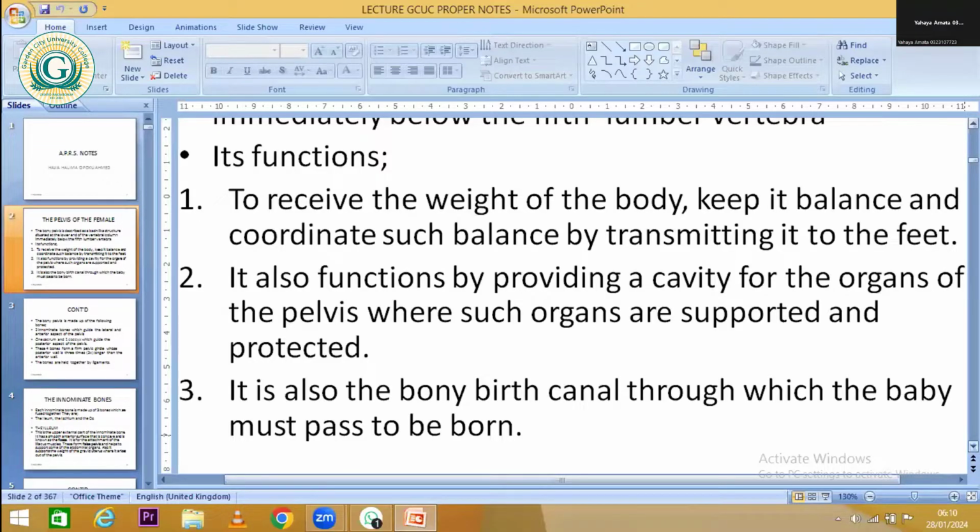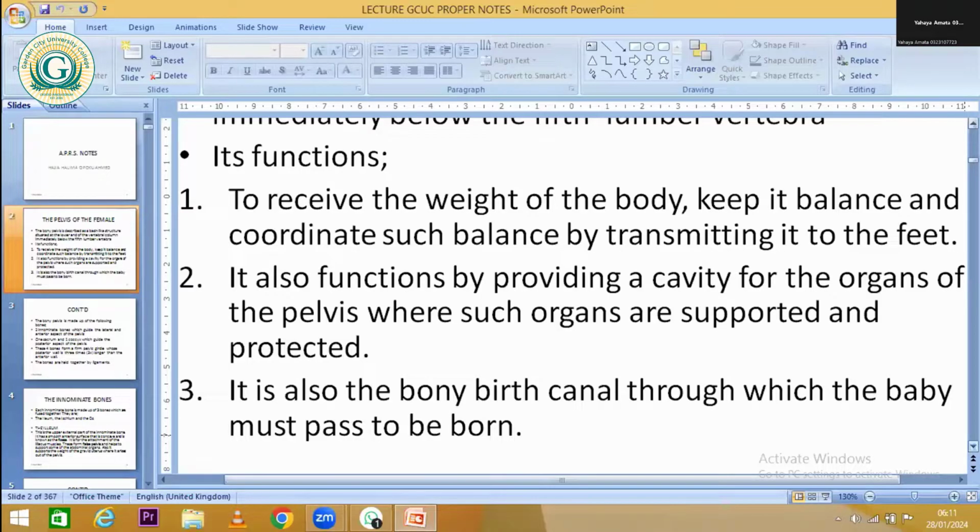And what are these organs? Please, somebody should mention the organs that are situated in the pelvis. Sister, please, the innominate bones. The innominate bone itself is the bone. I'm saying, what are the organs that are situated within the pelvis? The uterus. Good. Bladder. Good. The bladder, uterus.